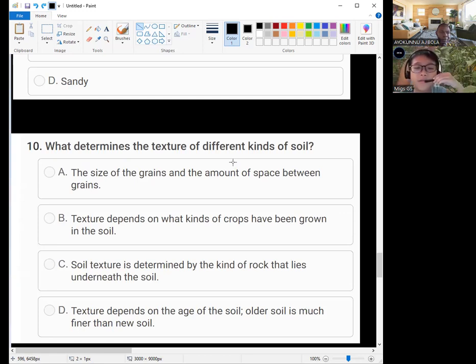What determines the texture of different kinds of soil? So what's the answer? B. No, texture. You got it the other time. C. Texture is determined by the grains and the amount of space between the grains. Okay.